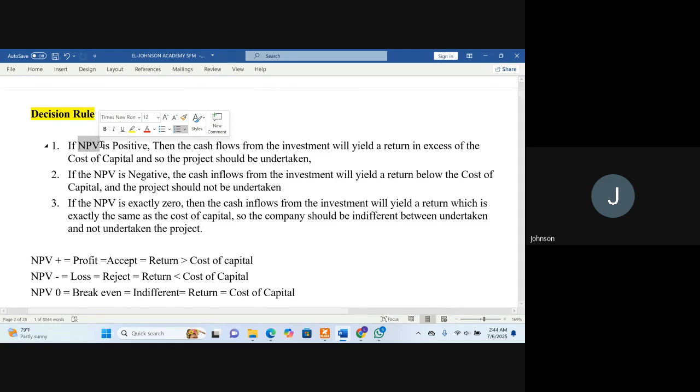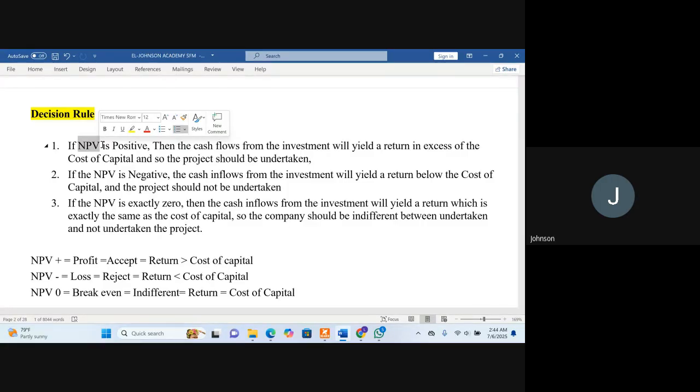Please, somebody should unmute and tell me if he or she understands this concept. Do you understand it? Yes, sir. Okay, so that's that. So at that stage, it means that the cost of capital that we use is lower than the IRR. Okay, so all right. So that is that.